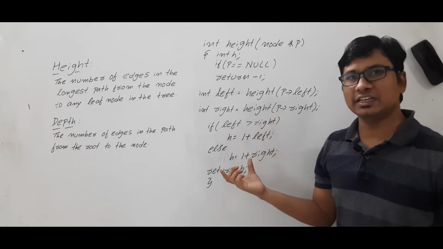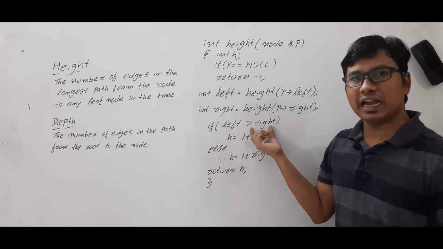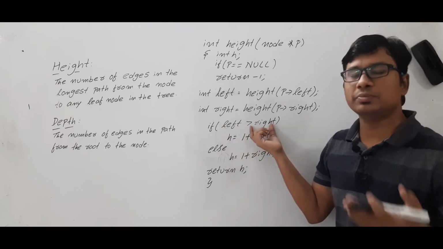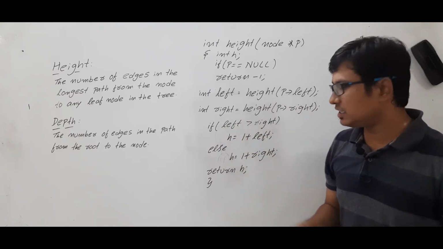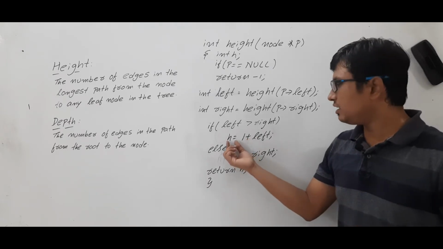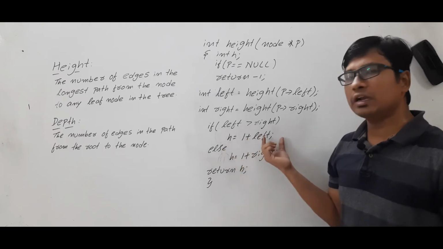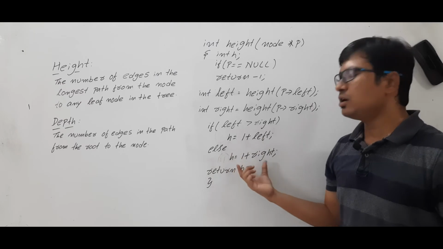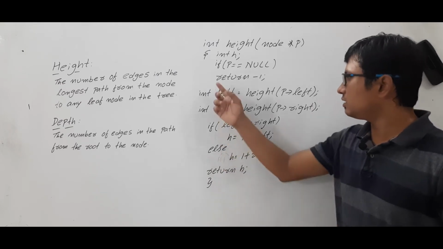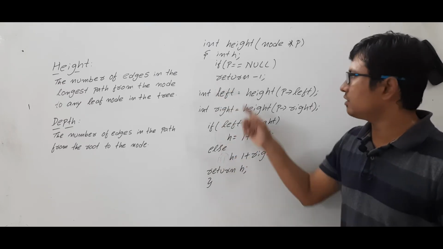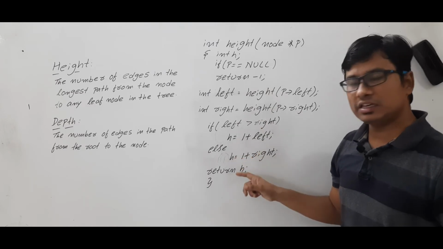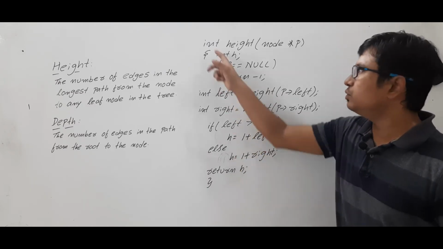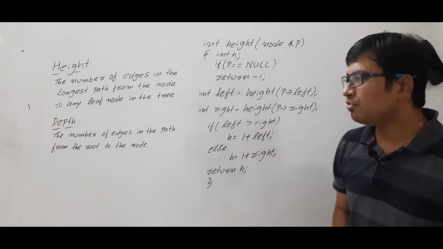Now I need to check whether left is greater than right. If the height of the left subtree is greater than the height of the right subtree, then the height of the binary tree is equal to 1 plus left, else 1 plus right. Then you will return the value, whatever value you are getting, whether it is -1 or this h or this h, that value you will return to the function call.